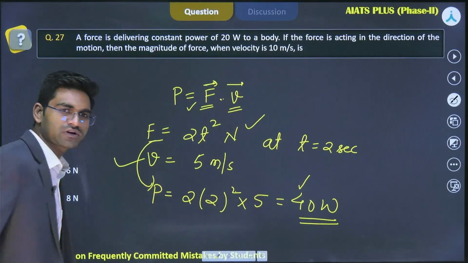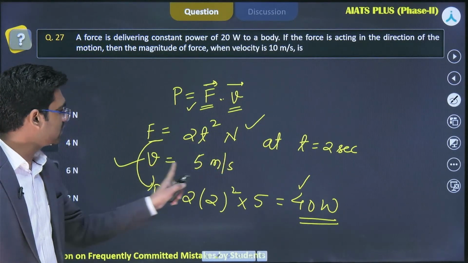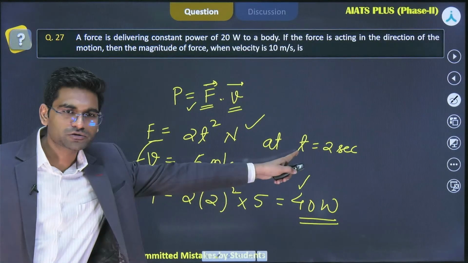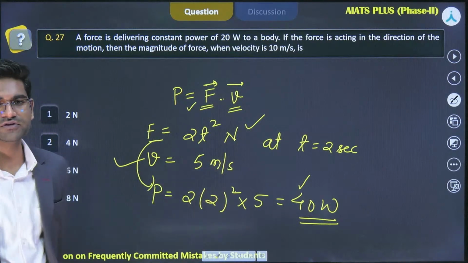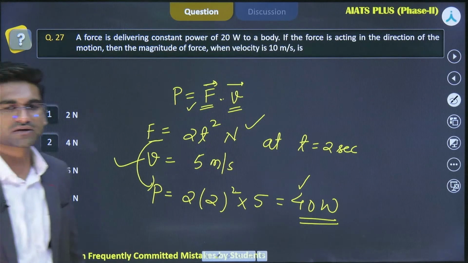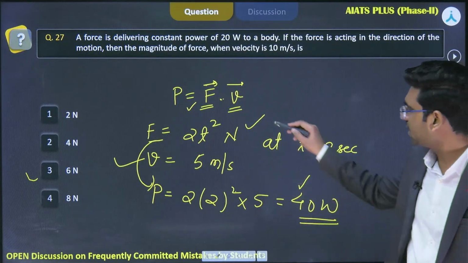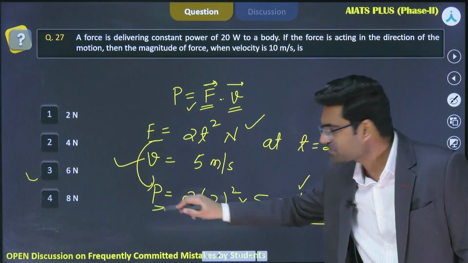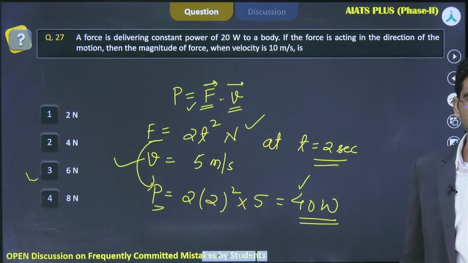Okay. So, just to give you an example, I have taken a variable force and I have assumed that the velocity will become 5 meter per second at t equal to 2 seconds. Otherwise, we have to calculate according to this, which you can do also, but it will require some kind of integration. That's why I am skipping that part. So, I am directly telling you that the instantaneous power of that force at t equal to 2 seconds will be calculated like this.